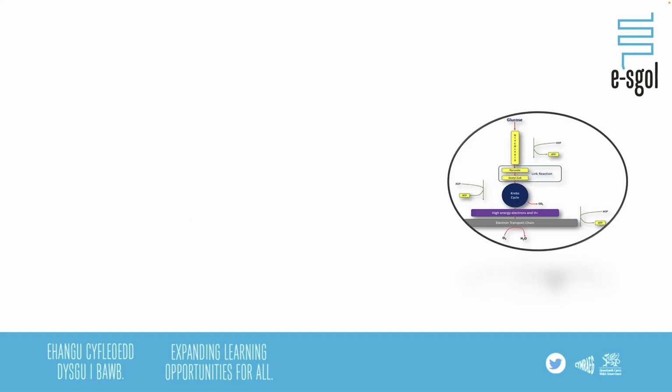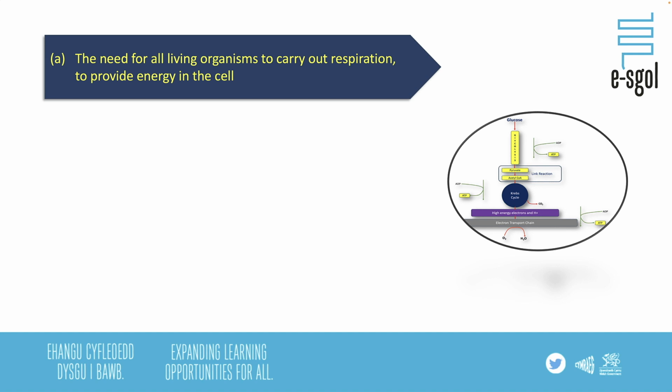Now let's turn to the specification and the specific reference for this film. As I mentioned earlier, this session is from Energy, Homeostasis, and the Environment, and this is Part 3. Respiration releases chemical energy in biological processes. This is further broken down into Part A, which is the need for all living organisms to carry out respiration to provide energy in the cell.